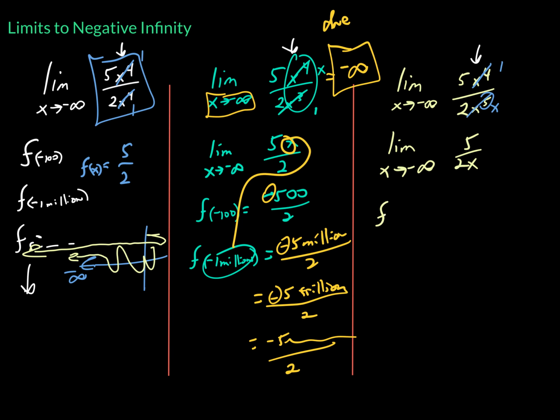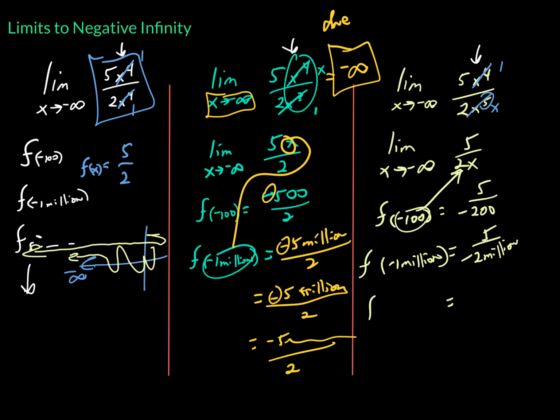So let's visualize. As x is traveling down towards negative infinity, let's stop when x is negative 100, and let's stop when x is negative a million. All right, let's see what happens. So now you have 5 over negative 200, right? Just plug that in there, multiply it by 2. Now let's figure out what the y value is when x is negative a million. Now you're going to have 5 over negative 2 million.